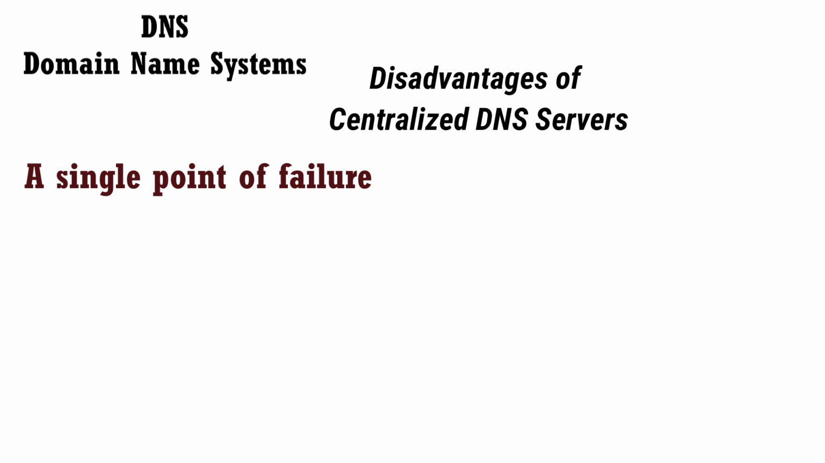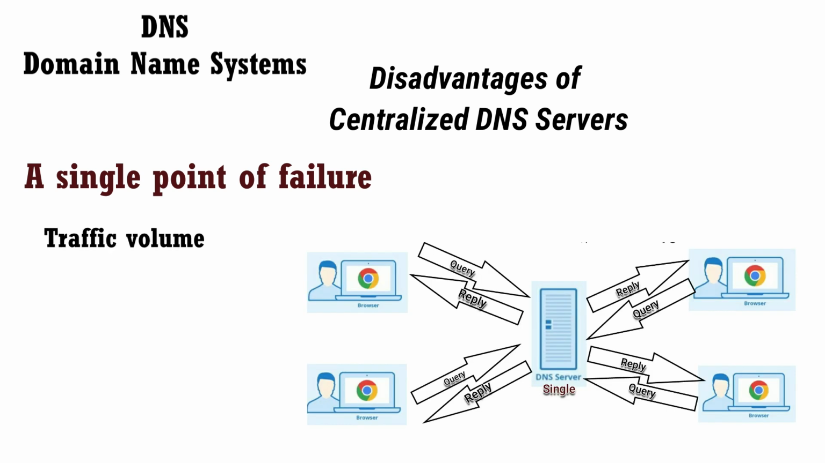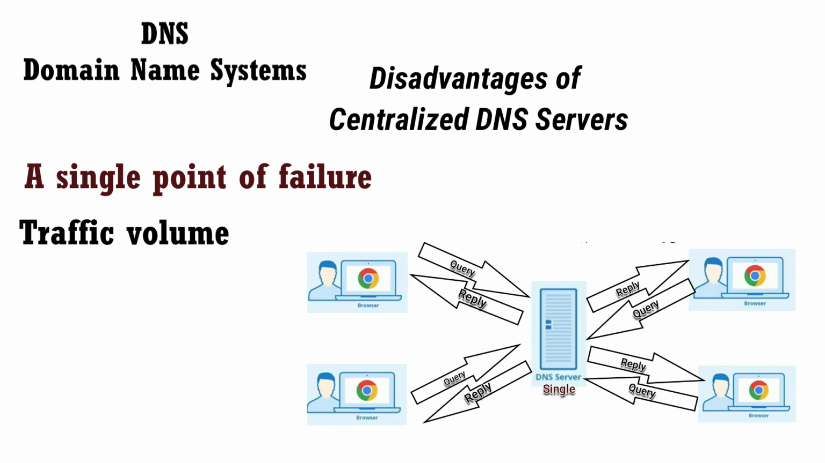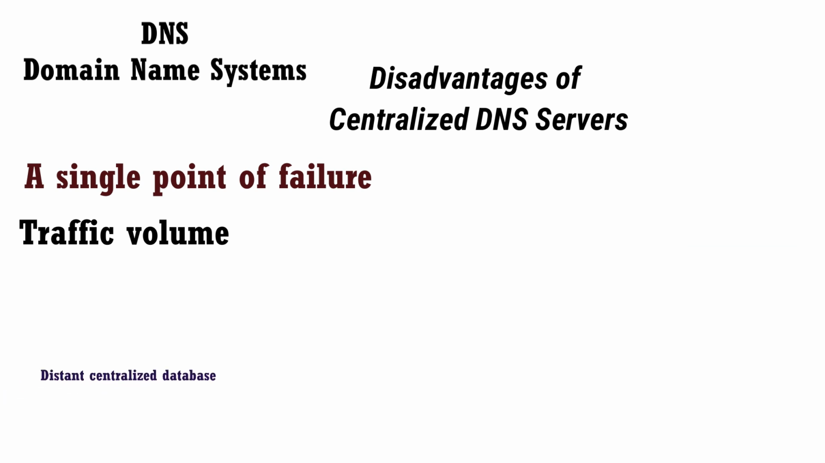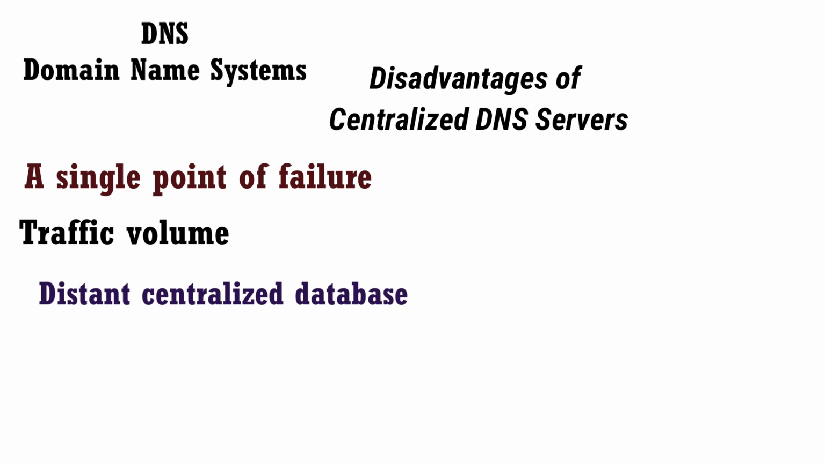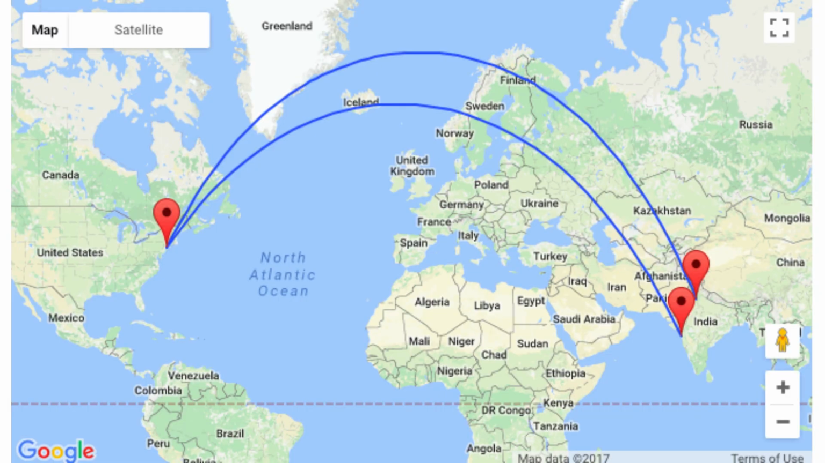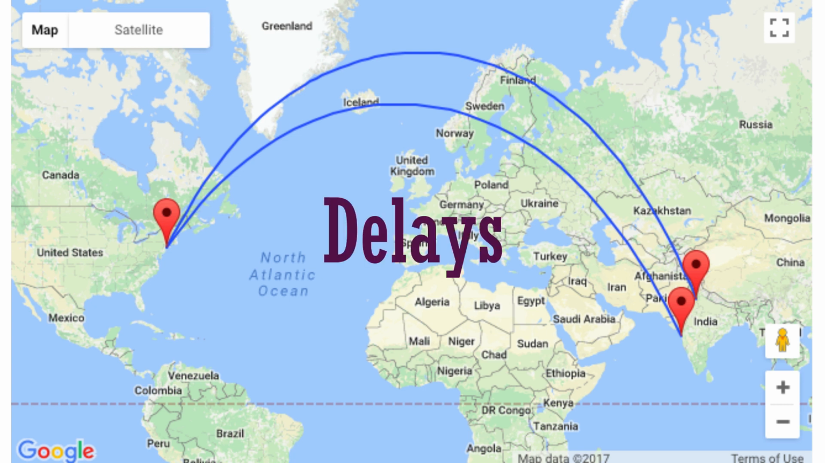Then traffic volume. A single DNS server would have to handle all DNS queries for all the HTTP requests and email messages generated from hundreds of millions of hosts. Next is the distant centralized database. A single DNS server cannot be close to all the querying clients. If we put the single DNS server in New York City, then all the queries from India must travel to the other side of the globe, perhaps over slow and congested links. So this can lead to significant delays.